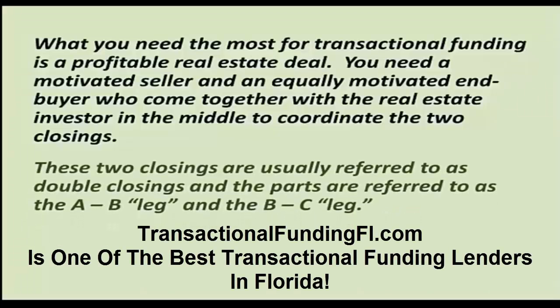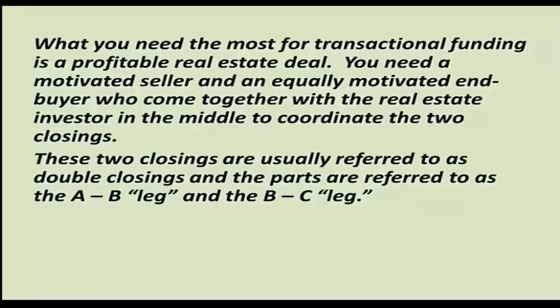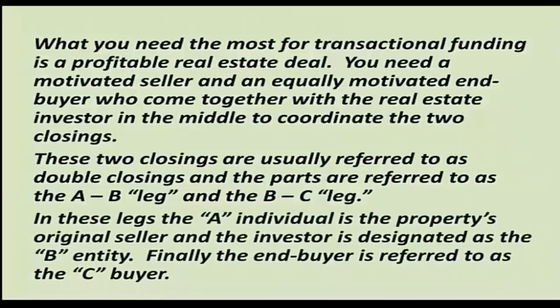These two closings are usually referred to as double closings, and the parts referred to as the A to B leg and the B to C leg. In these legs, the A individual is the property's original seller, and the investor is designated as the B entity. Finally, the end buyer is referred to as the C buyer.